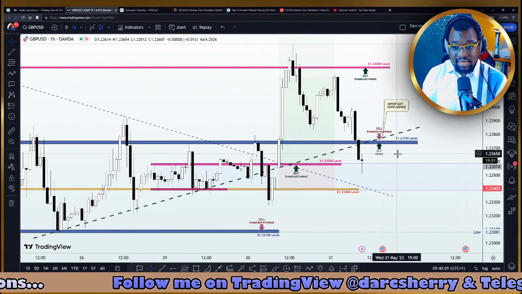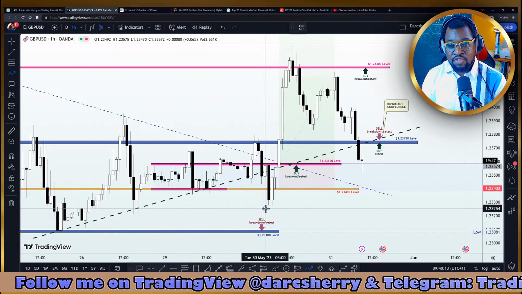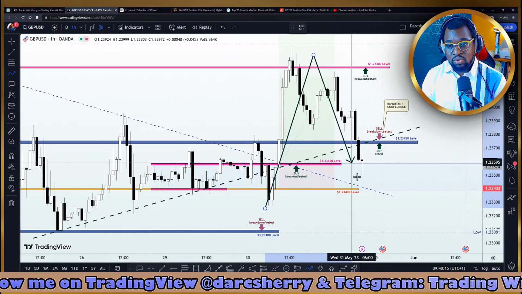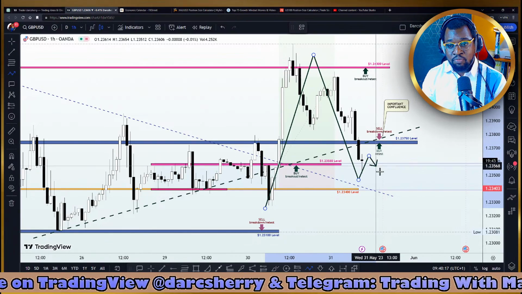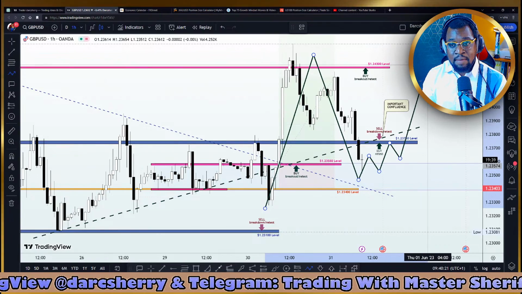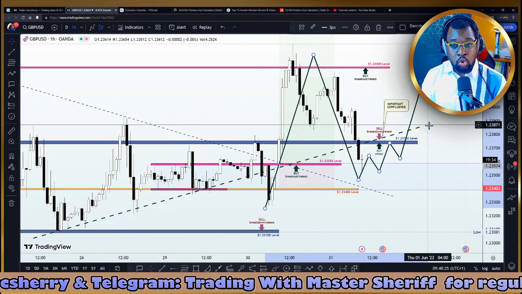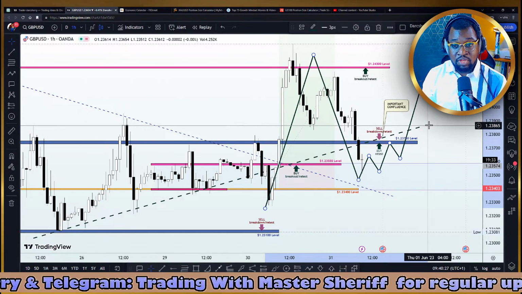I'm not considering selling yet, as long as price action still remains above the bearish trend line. So I will still want to see something like a double bottom structure around this area. Then I want to start considering buying if it finally matures. So let's continue to hold on to a bullish bias on the GBPUSD.